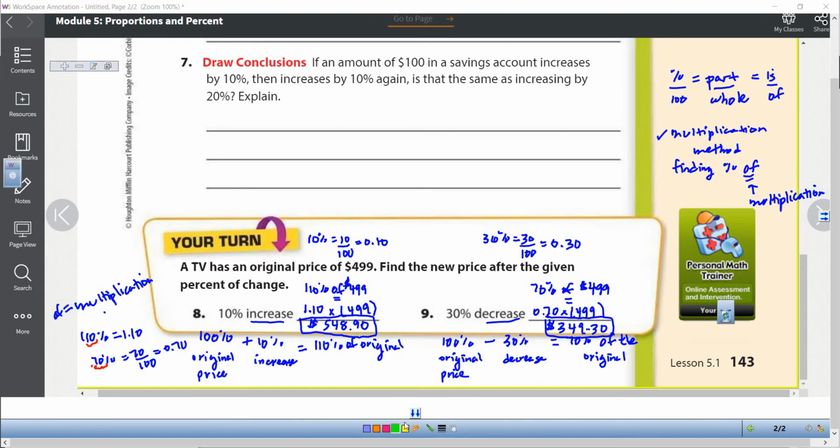And guys, always think critically about your answers. Ask yourself, does it make sense? This one was going up 10%, so now the cost is more than it was originally. This one went down 30%. Now the cost is less than it was before. And this one went up less than this one went down because this was a 30% decrease and this was a 10% increase.